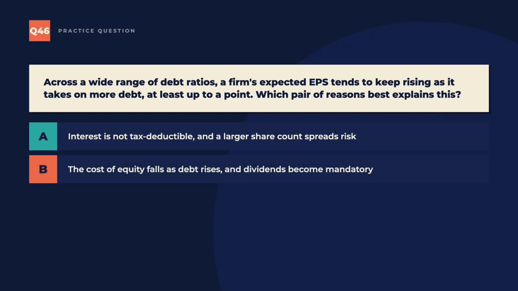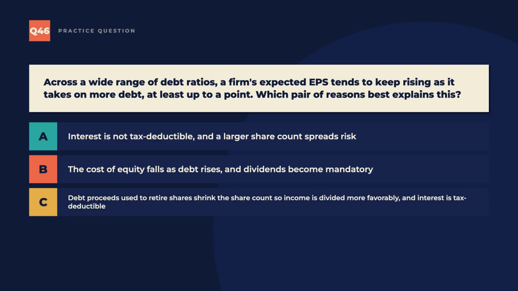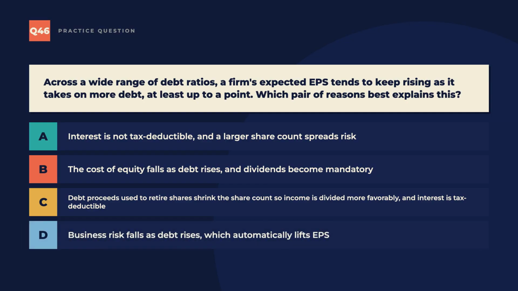B. The cost of equity falls as debt rises and dividends become mandatory. C. Debt proceeds used to retire shares shrink the share count so income is divided more favorably, and interest is tax deductible. D. Business risk falls as debt rises, which automatically lifts EPS. Which would you go with? Lock it in before the reveal.